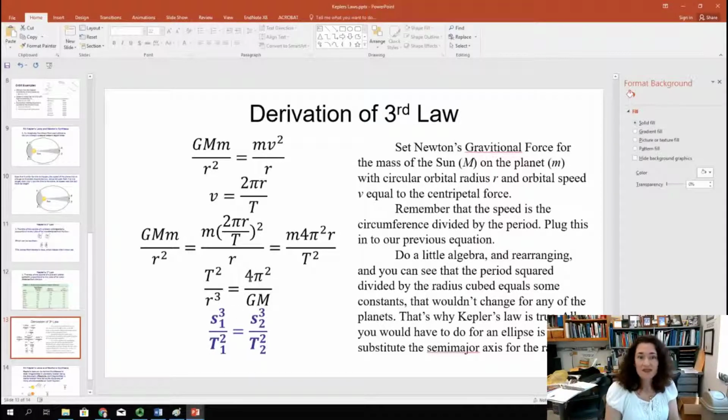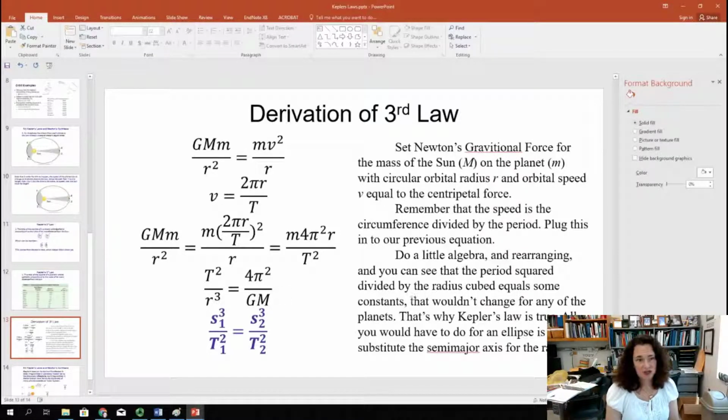So what that says is that for whatever planet that you've got, the period squared divided by the radius cubed is going to equal some constants that don't change. In other words, big M is the mass of the sun, G is a universal constant, and of course 4 and pi squared are constants too. So for any planet that's in orbit around the sun, the period squared divided by the radius cubed is going to be equal to those constants. This is the origins of Kepler's law.